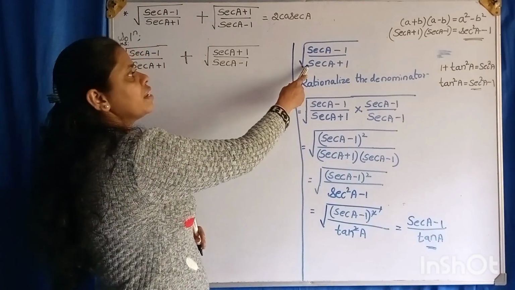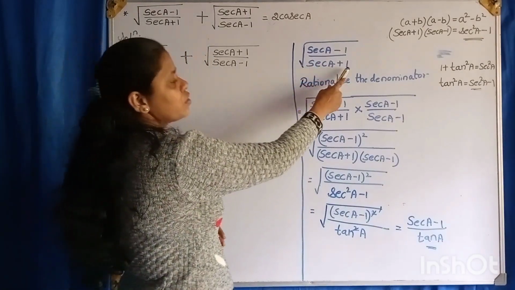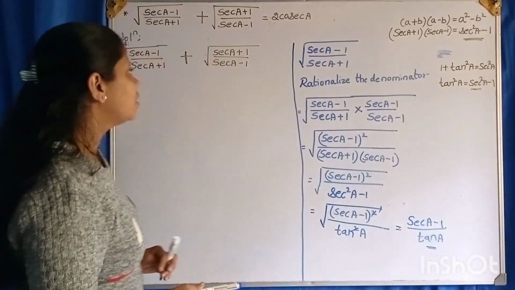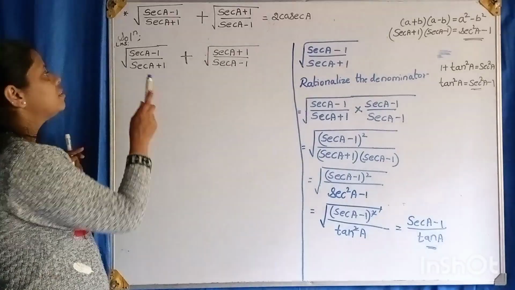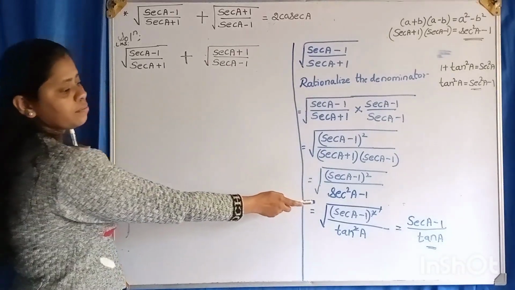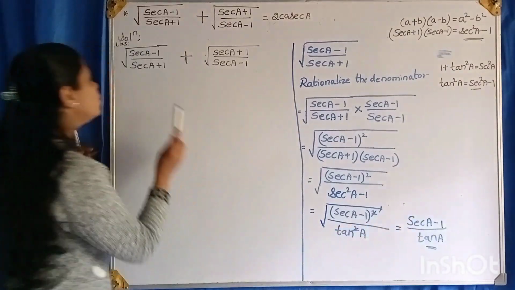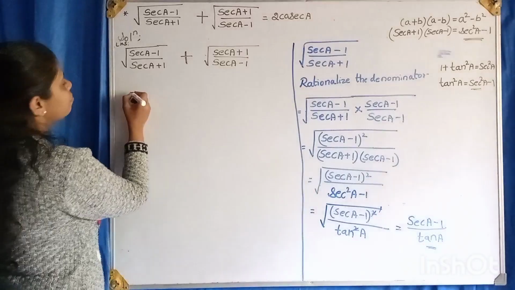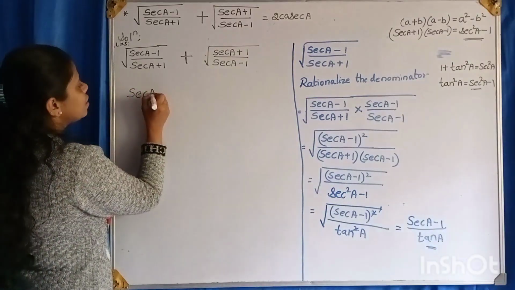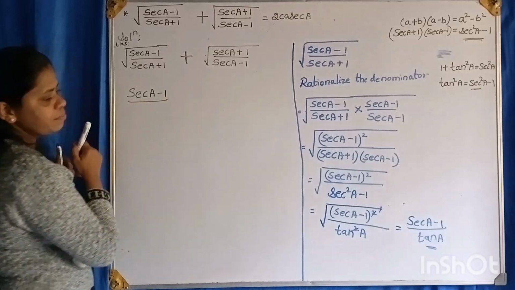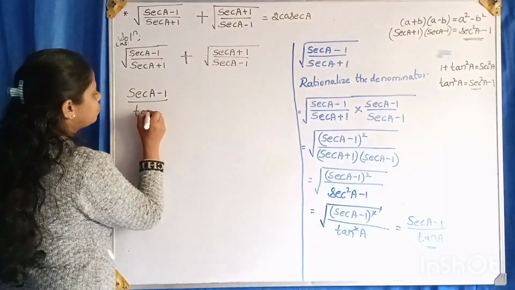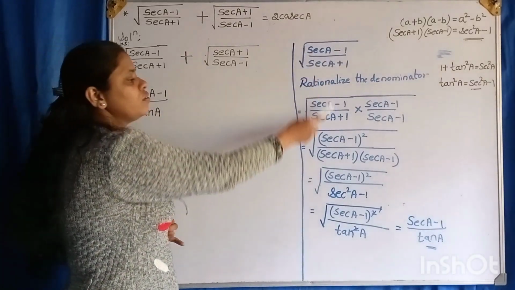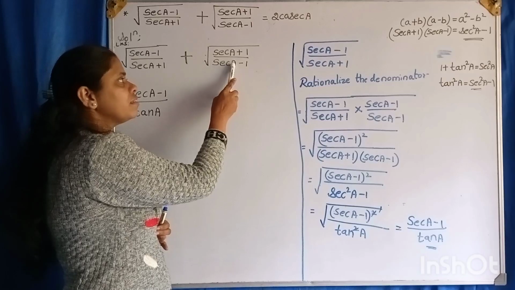Now, this square root of secant a minus 1 divided by secant a plus 1, I can write it as secant a minus 1 divided by tan a. See carefully, this one I have simplified, so this answer I am going to write here: secant a minus 1 divided by tan a. Now I am going to rub this and I am going to simplify this one.